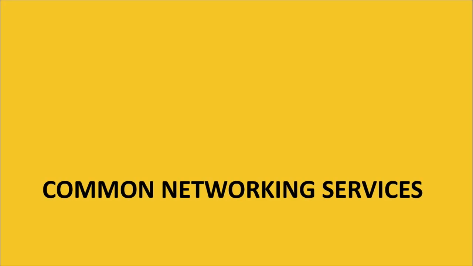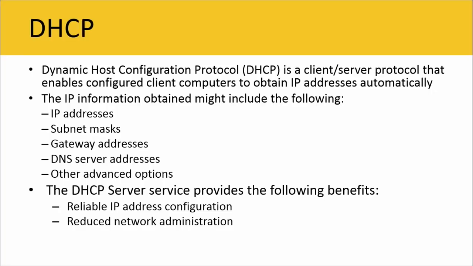Without further ado, common networking services. So DHCP, or Dynamic Host Configuration Protocol, is the protocol that enables our computers to obtain IP addresses automatically. The IP information obtained is probably going to include your IP address itself, a subnet mask, a gateway address for your default gateway device, the router, and then your DNS server address. We'll talk about what the domain name system is in detail in a little bit. And there are some other advanced features and options that can be included with DHCP.